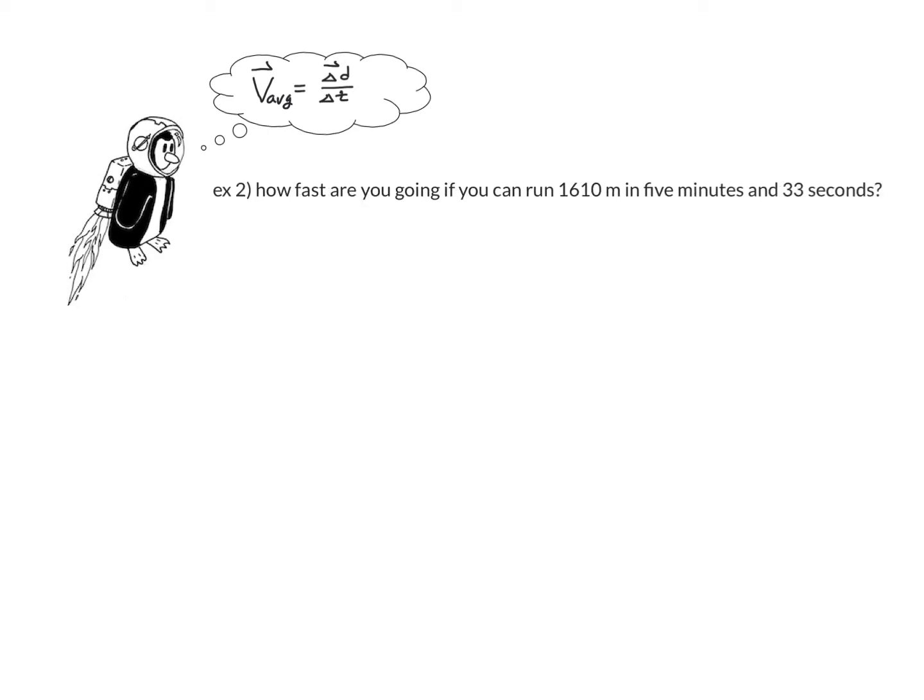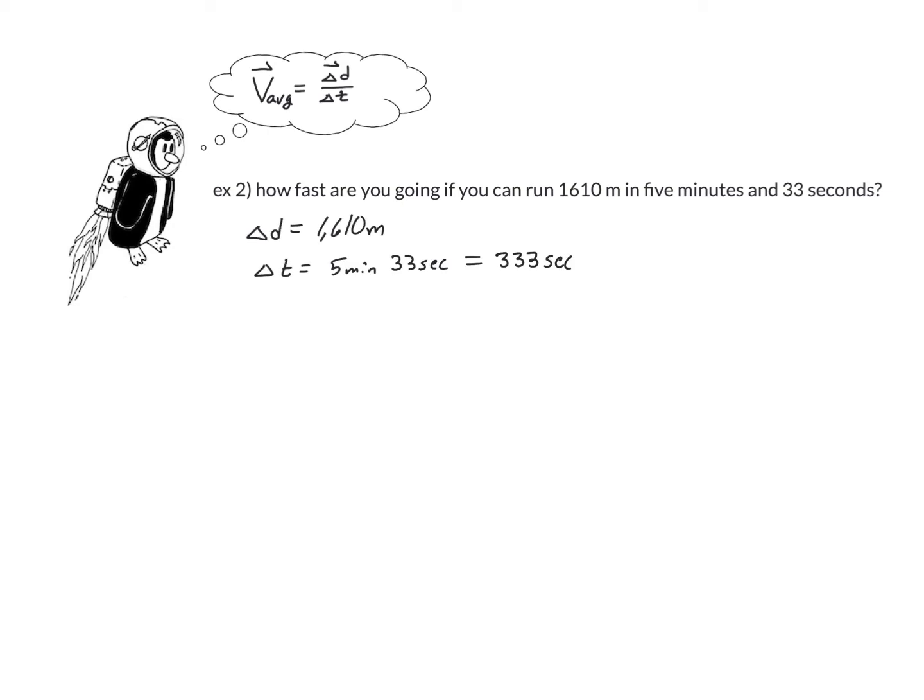Let's do another example. Here we have a classic track and field problem. How fast are you going if you can run 1,610 meters in 5 minutes and 33 seconds? Let's start by writing what we know. So our change in position is 1,610 meters, which happens to also equal 1 mile, if you're curious. The change in time, as given, was 5 minutes, 33 seconds. Now, in order to make a calculation, we have to convert this all into seconds. So this is equal to 333 seconds.